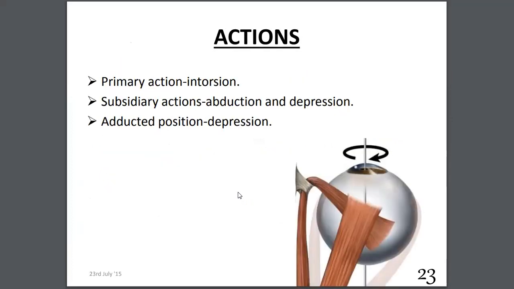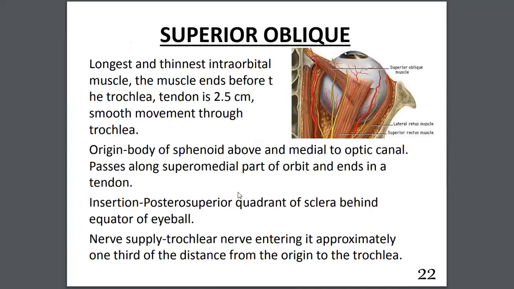Then coming to the oblique muscles. So what are the various oblique muscles we have? We have superior oblique muscle and inferior oblique muscle. So superior oblique muscle is the longest and thinnest extraocular muscle. The muscle ends before it reaches the trochlea as a tendon, about 2.5 centimeters, for smooth movement through the trochlear pulley. So the origin is body of the sphenoid bone above and medial to the optic canal, passes along superomedial part of the orbit and ends in a tendon. So insertion of superior oblique is posterior-superior quadrant of sclera behind the equator of eyeball.